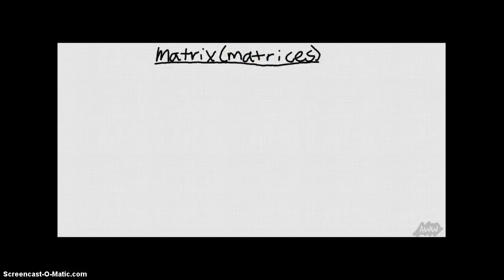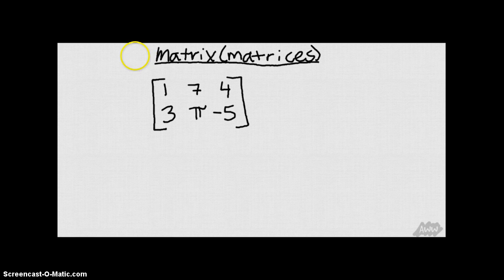Now, what exactly is a matrix? Well, it is simply a rectangular array of numbers. So, for example, I have these brackets here, and I'm going to put numbers inside of these brackets. So, 1, 7, 4, 3, pi, -5. Now, these numbers that are inside of these brackets, all of these different numbers here, these are called entries. And this entire thing itself is called a matrix.